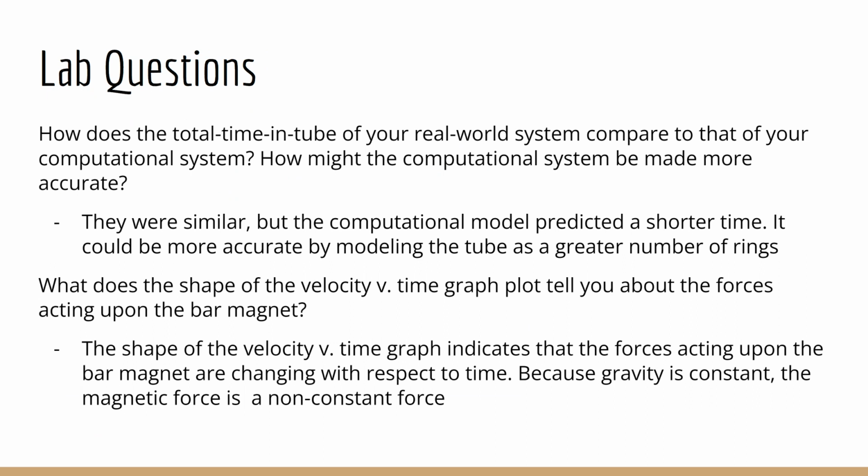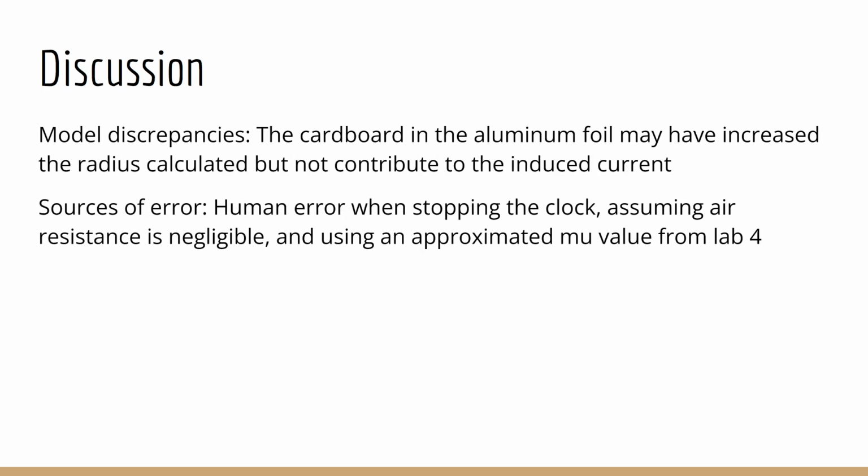What does the shape of the velocity versus time graph tell about the forces? The shape indicates that the forces acting upon the bar magnet are changing with respect to time. Because gravity is constant, this illustrates the magnetic force as a non-constant force.